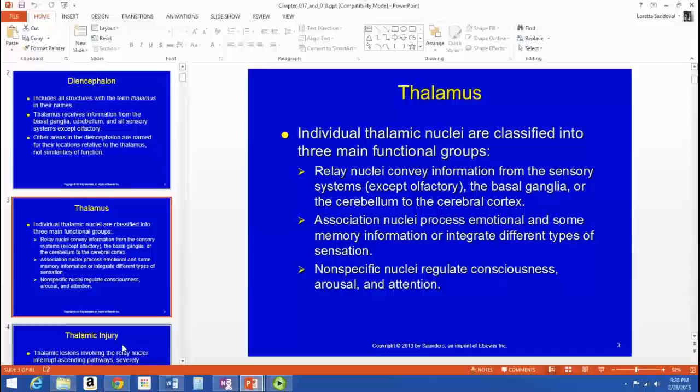So non-specific nuclei regulate consciousness, arousal, and attention. There are a lot of systems in our brain. We talked about the reticular activating system in the last section. There are a lot of systems in our brain that are concerned with consciousness, arousal, and attention, because those are important parts of how we deal with life, right? So there are a lot of systems that go into that.